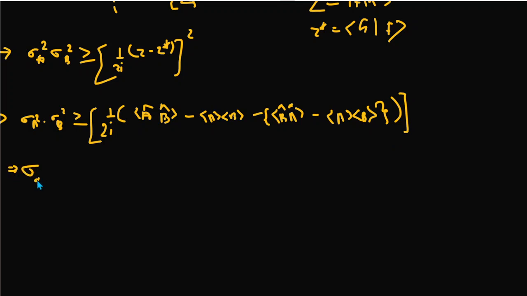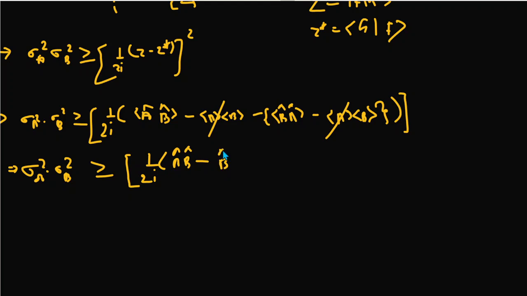Now sigma A square multiplied by sigma B square is greater than or equal to, if you see minus and minus, minus plus, then this and this quantity will cut out, because if you open the bracket here, this and this will cut out, and what we are only left with is this, which is A cap B cap minus B cap A cap.